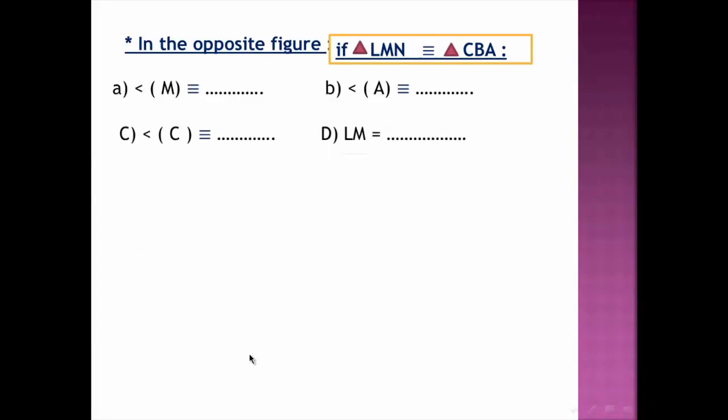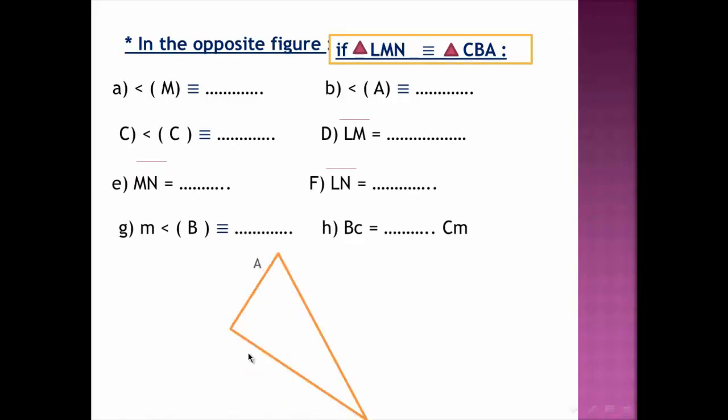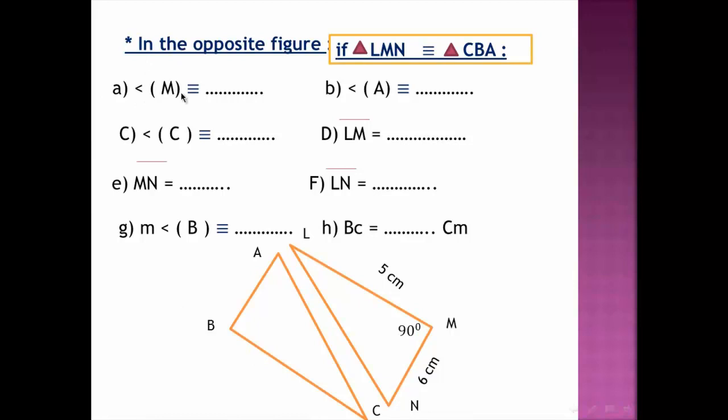In the opposite figure, I have two congruent triangles: triangle LMN is congruent with triangle CBA. So angle A is congruent with angle N, angle M is congruent with angle B, and angle C is congruent with angle L. The side length LM is equal to CB, MN is equal to BA, and LN is equal to CA.